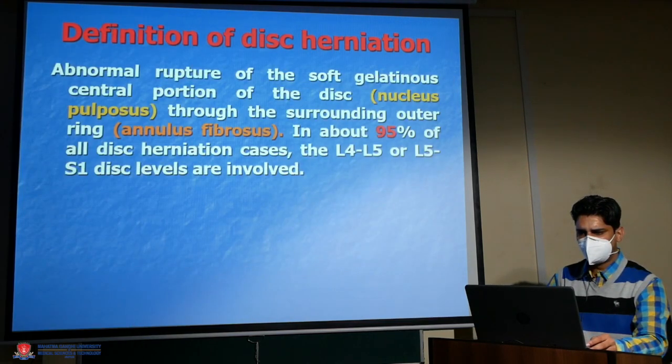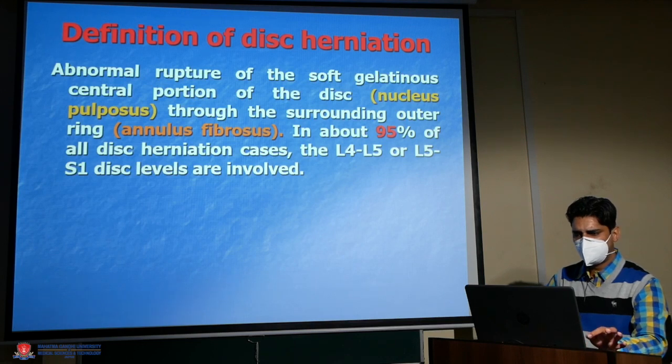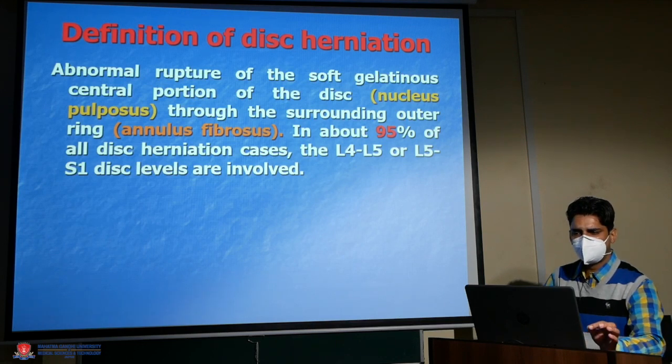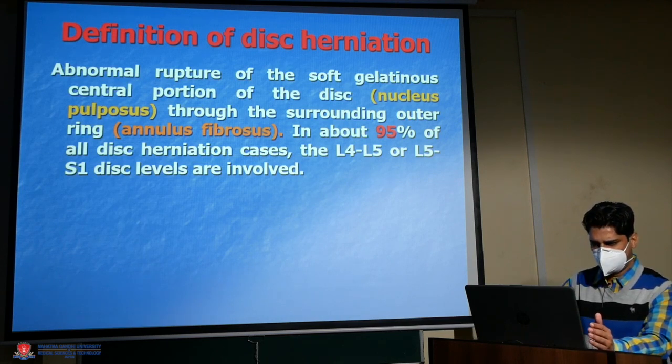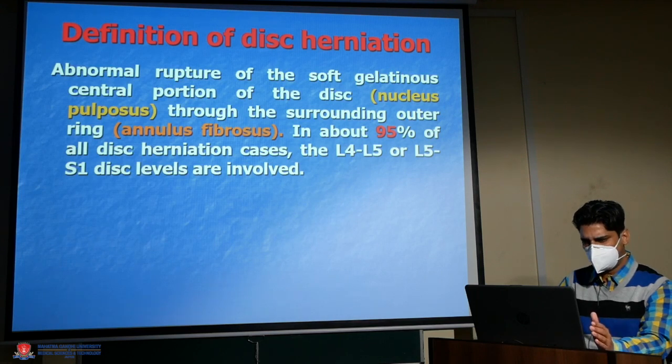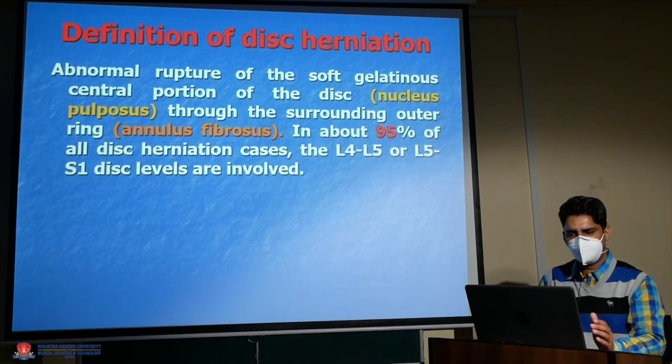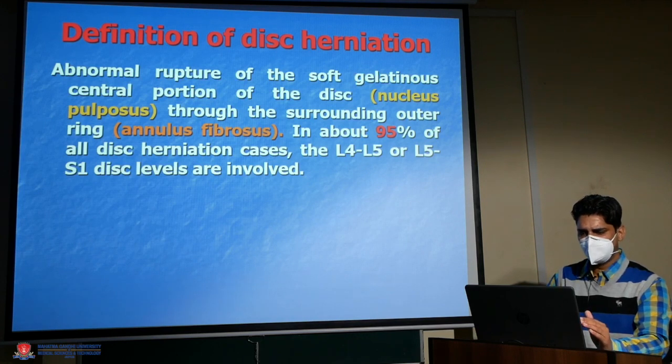Now the definition of disc herniation is abnormal rupture of the soft gelatinous central portion of the disc, that is known as nucleus pulposus, through the surrounding outer ring, that is made by annulus fibrosus. In 95% of all disc herniation cases, the herniation is found at the L4, L5 and L5-S1 disc level.